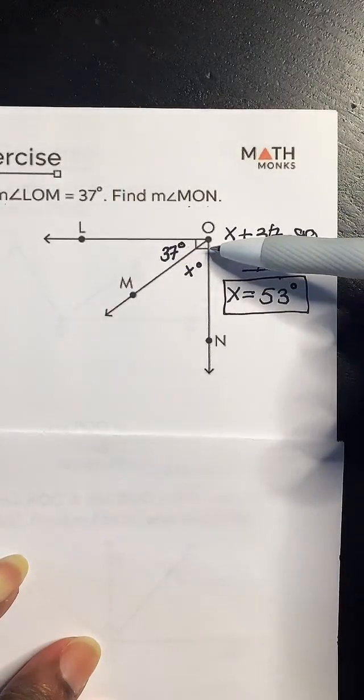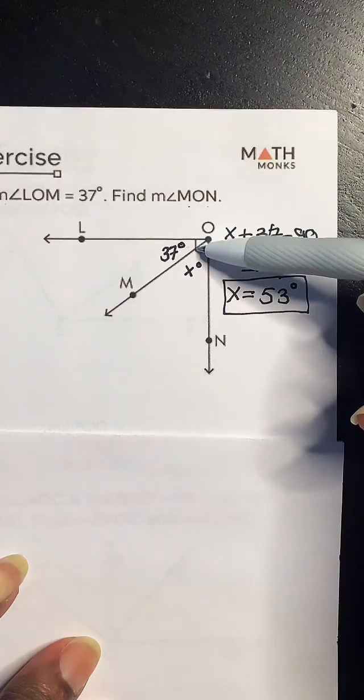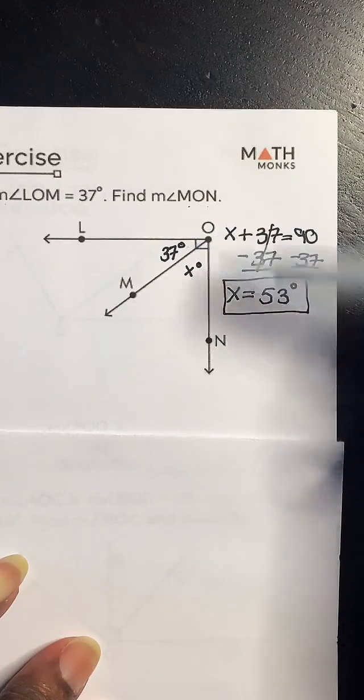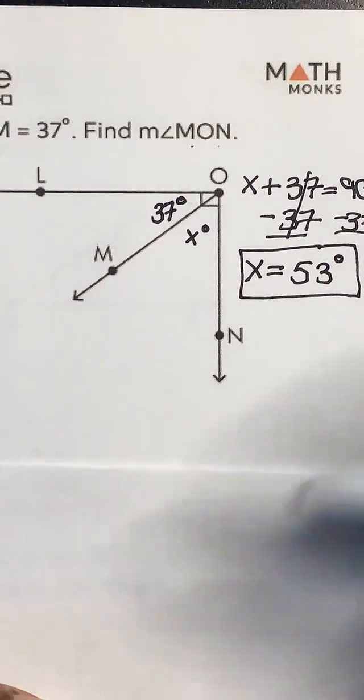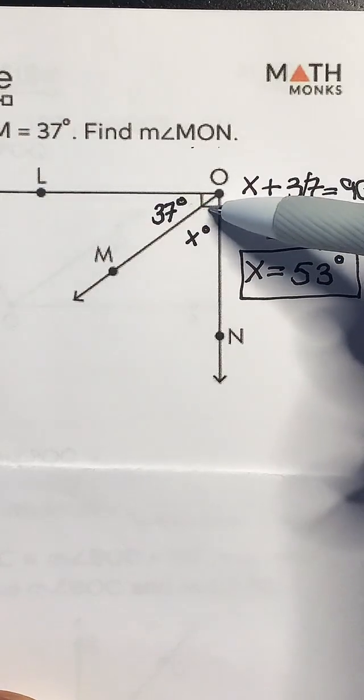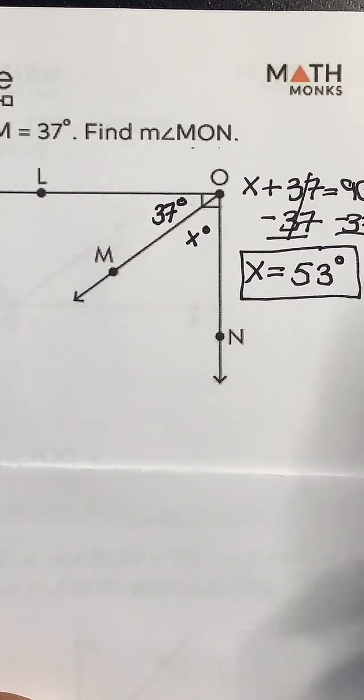I know it's 90 degrees, Andrea, by this little small box indication. Let me zoom in a little bit more for you. Anytime I see this little box, that means 90 degrees. Okay, it's a right angle.